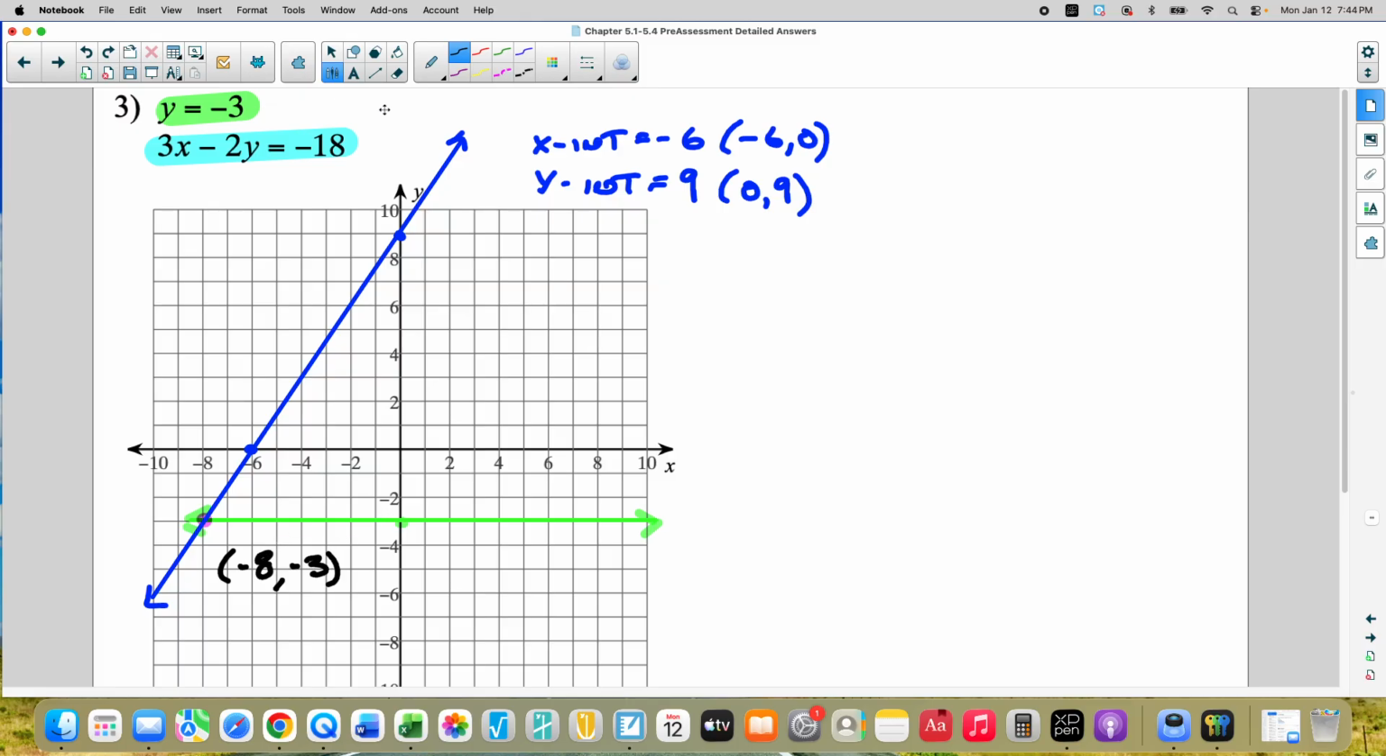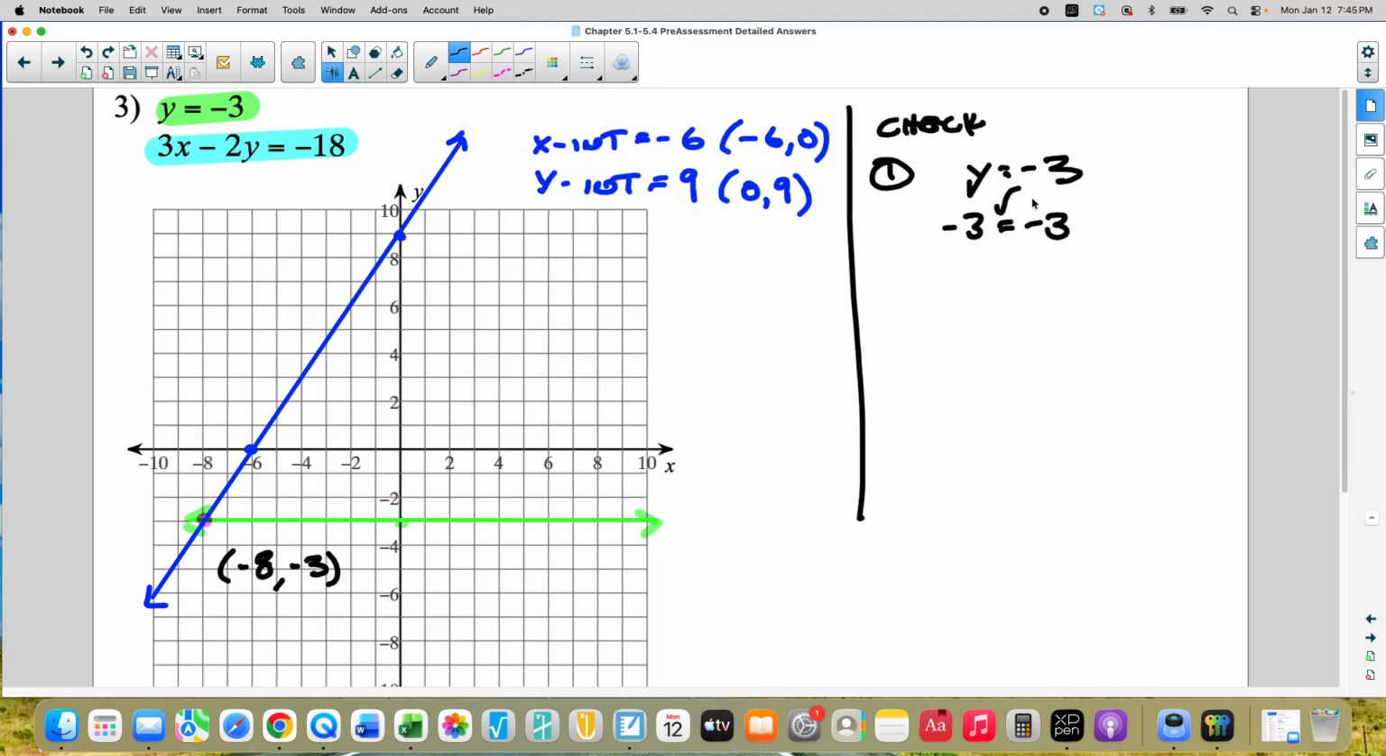And we check it. So we're going to check equation 1, which is y equals -3. We're going to input the y value. The y value is -3, and that works. Let's check the second equation. 3x minus 2y equals -18. We're going to plug in -8 for x. We're going to plug in -3 for y, and we will simplify.